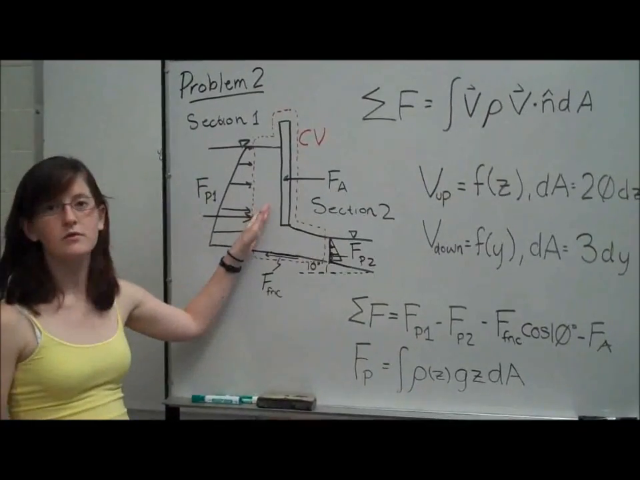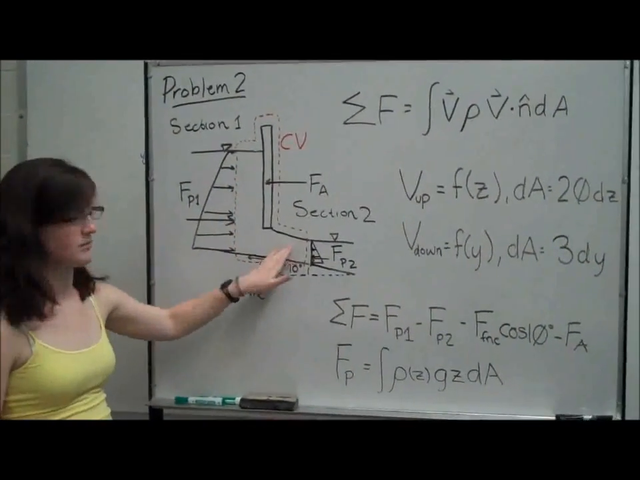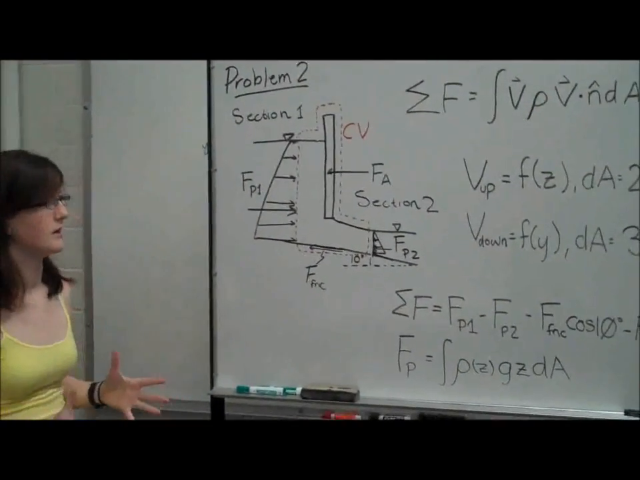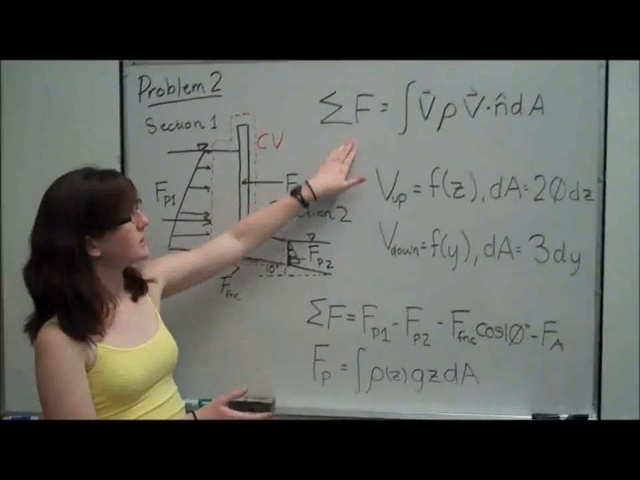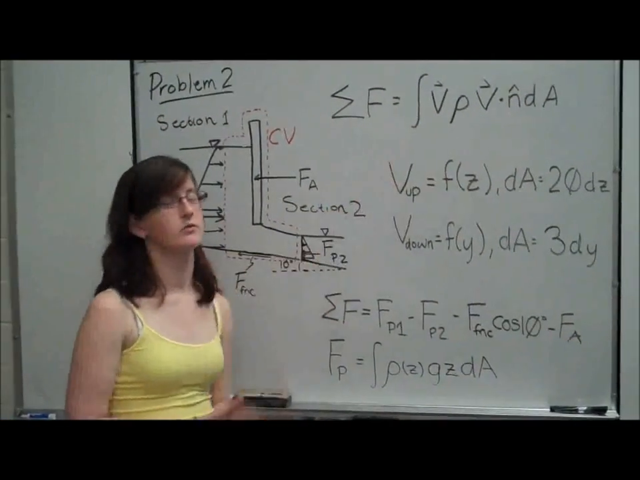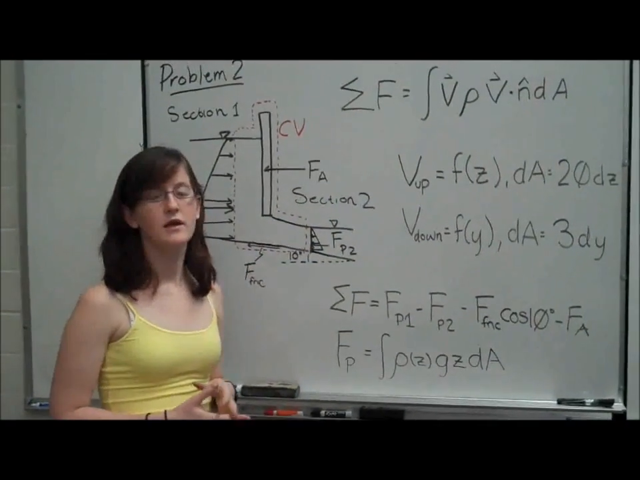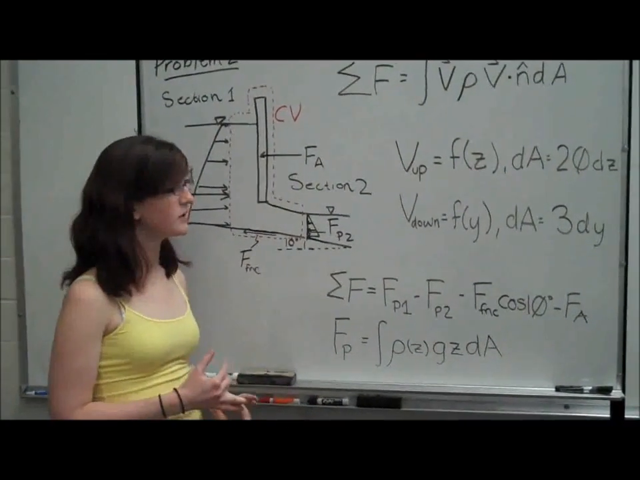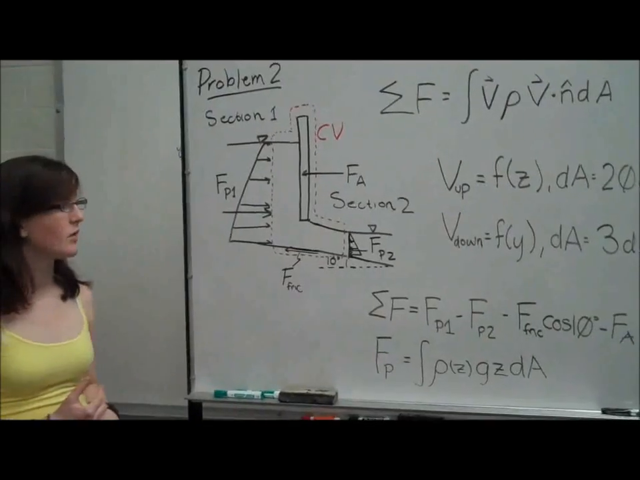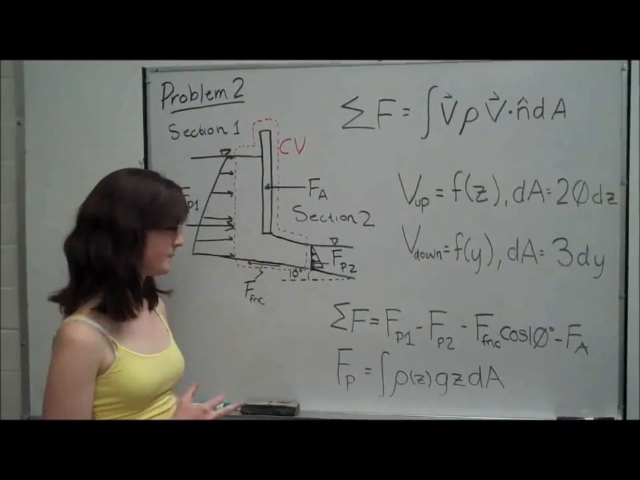Make sure to include not only the weir, but portions of the water upstream and downstream to allow flow time to regularize. Here's your governing equation. Remember that the sum of forces equals the momentum flux through the control volume. Your velocity terms will differ in that the velocity upstream is a function of depth z, while the velocity downstream is a function of horizontal distance y.